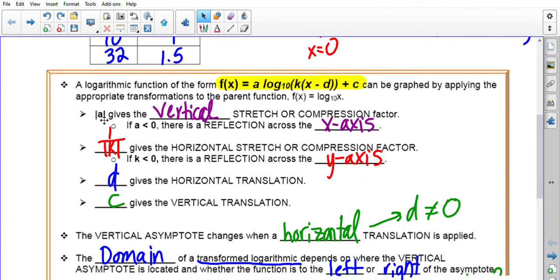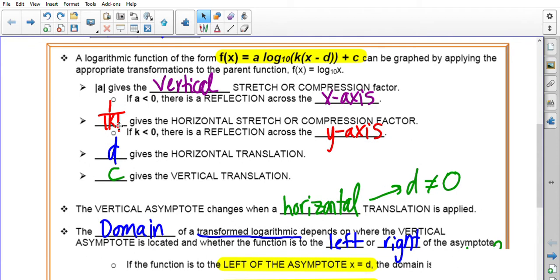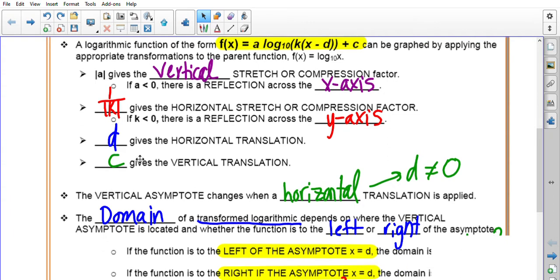So remember, the absolute value of a gives the vertical stretch or compression factor. If a is negative, then there's a reflection across the x-axis. 1 over the absolute value of k gives the horizontal stretch or compression factor. If k is less than 0, it's a reflection across the y-axis. And we know d is the horizontal translation and c is the vertical translation. So all the same stuff.